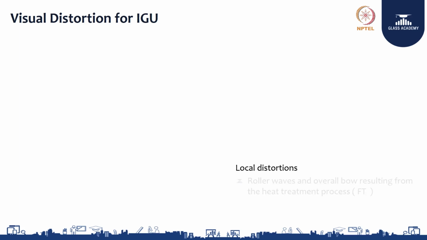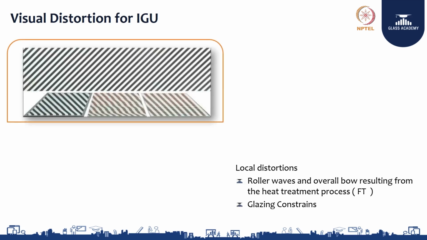And let us look at visual distortion. We have a local distortion, which is a roller wave, and overall bow resulting from the heat treatment process. Basically, the tempering process will have an effect of roller wave. At the time of tempering, you will have a zebra board. You can see here the first, second and third pictures. As long as you can see that the zebra lines are uniform and in a straight line, your tempering process is okay. It can be ready to use as glazing.